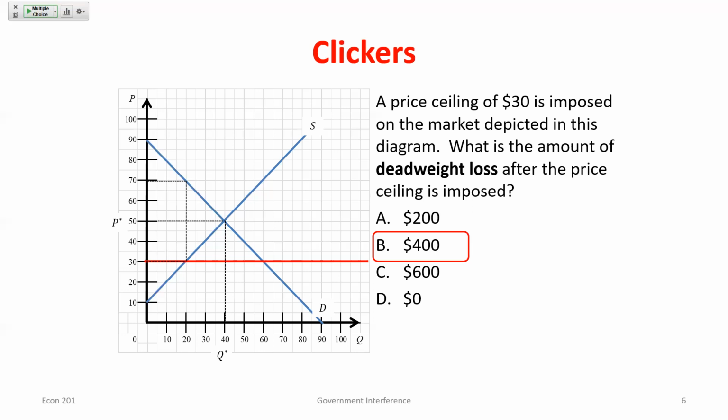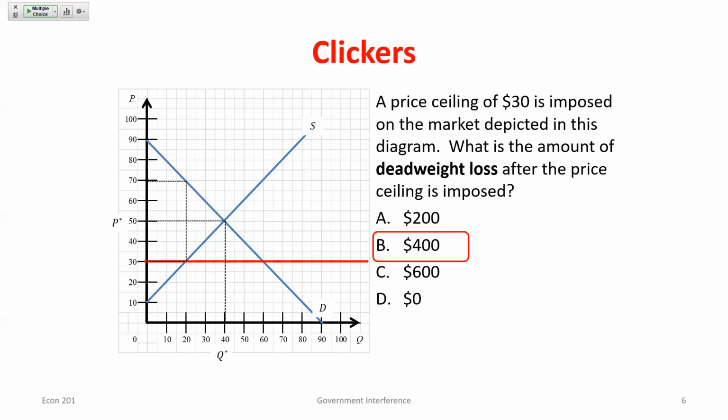We know it's going to be that little triangle that represents all the quantity of the units that we're no longer selling. So if we look at this triangle, with a price ceiling we stop at 20 units, whereas in a free open market we would get to 40. So all of these 20 units are no longer being sold, so that area between the supply and demand curve, that's all the total surplus we're losing. That triangle represents the surplus we're losing, that's deadweight loss.